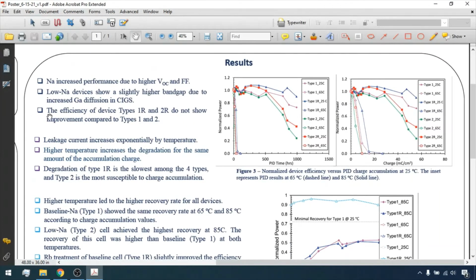During the PID, we observed that the leakage current increases exponentially with temperature. And also we observed that with higher temperature, we see higher degradation with the same amount of the charge accumulation inside the cells. Also for the PID, among the 4 different types of cells, type 1 with the rubidium treatment, or type 1R, shows the smallest amount of degradation compared to the 3 other cells, and type 2 shows the highest amount of degradation.